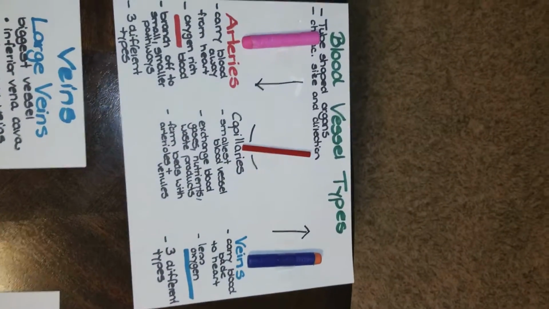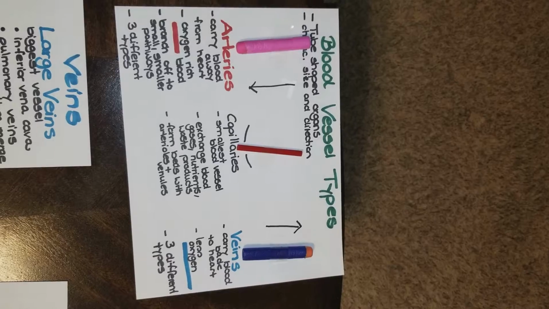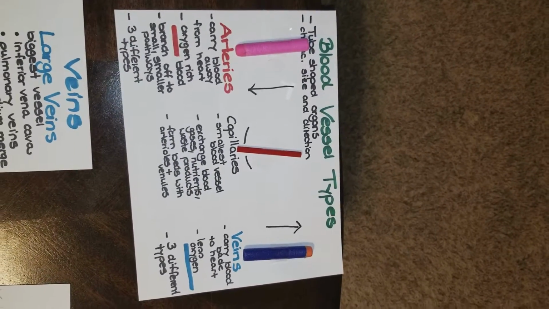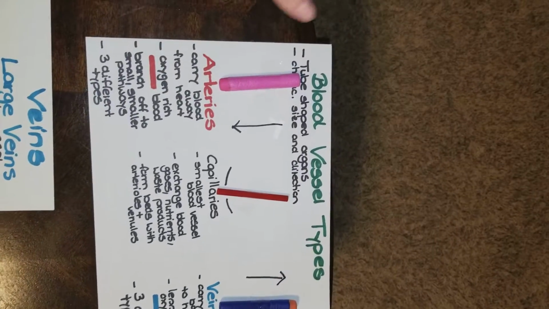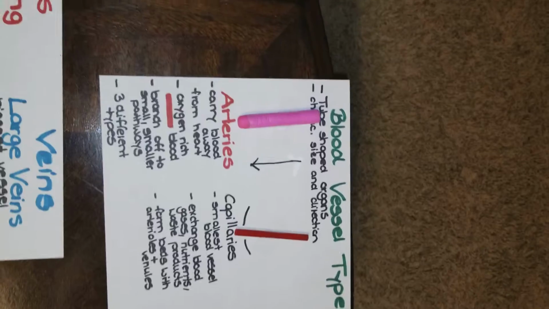Hi, my name is Peggy Hill, and I'm going to be explaining the blood vessel types. Blood vessels are tube-shaped organs, and you can characterize them by size and direction. You have the arteries, the capillaries, and the veins.